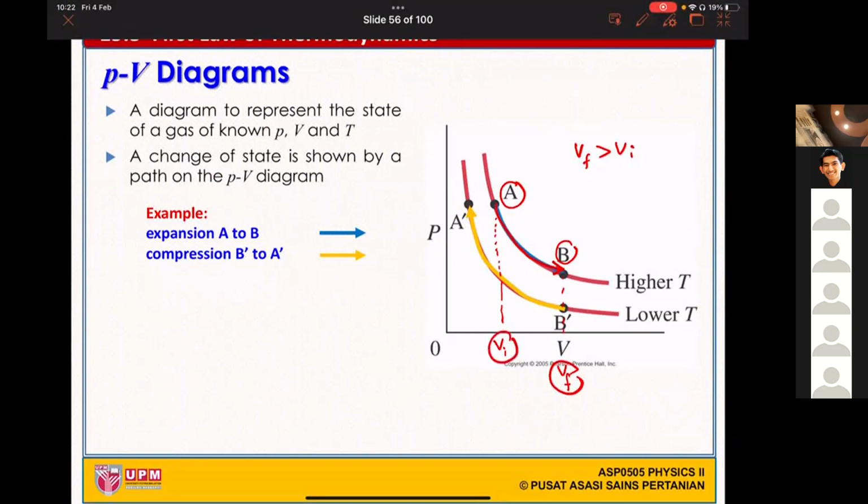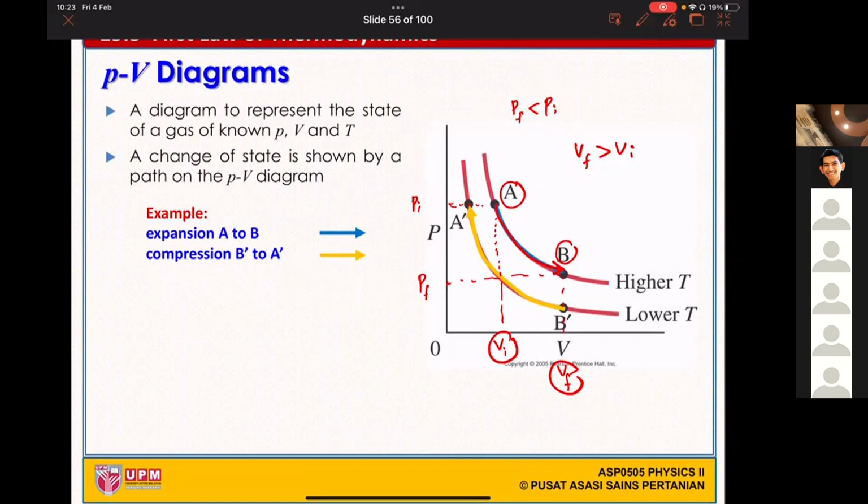Jadi bila berlakunya expansion, apa yang berlaku kepada sistem? Okay, pressure final akan lagi kecil daripada pressure initial. Maknanya bila expansion berlaku, pressure akan berkurang. So dia follow the Boyle's law yang menyatakan bahawa P is inversely proportional to the volume, right?